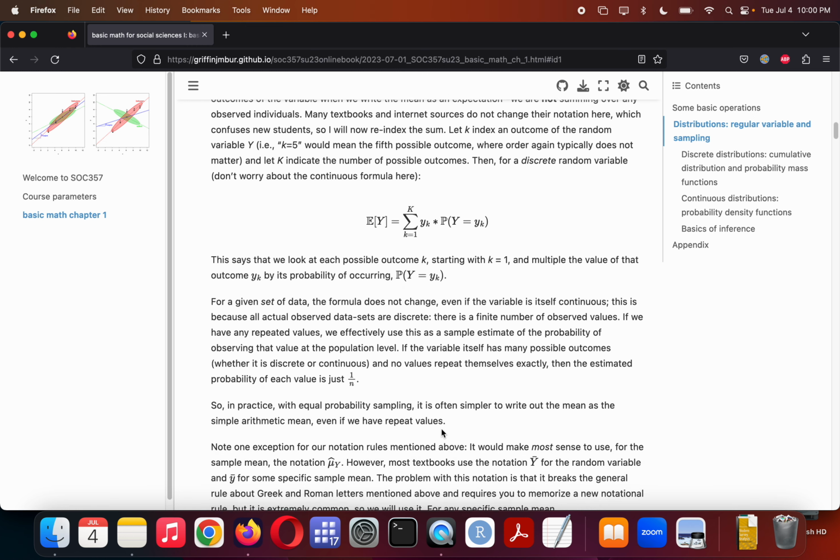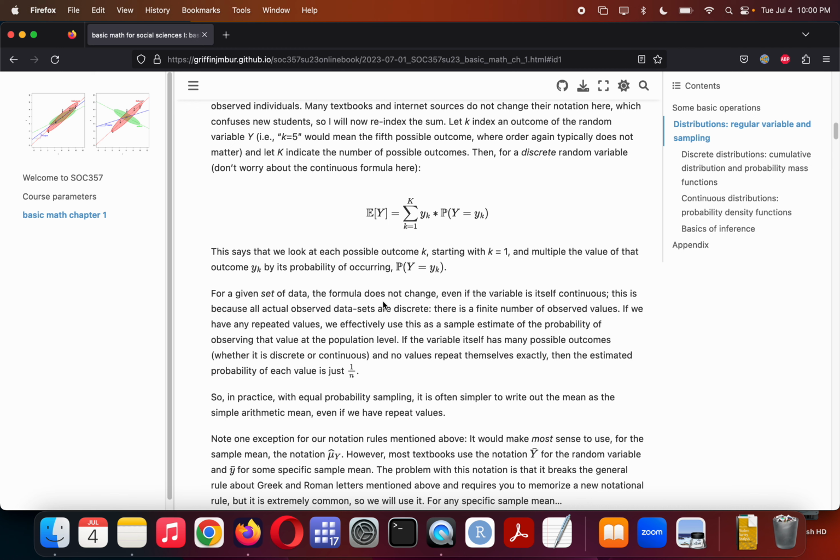So for any given set of data, the formula doesn't really change, even if the variable is itself continuous. This is because all actual observed data sets are discrete. There's a finite number of observed values, so even if the variable is in principle capable of taking on any number of outcomes, even those that are so infinite we can't count them or put them into correspondence with countable numbers, any actual set of data is discrete.